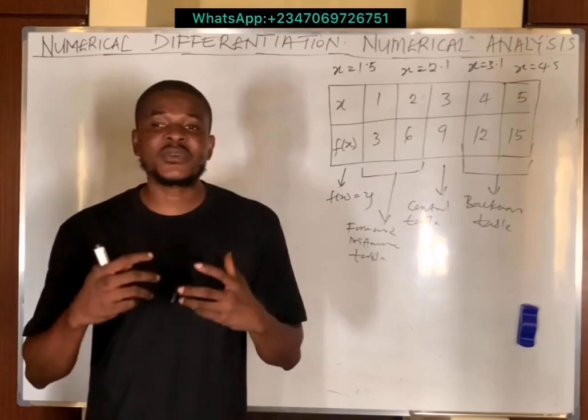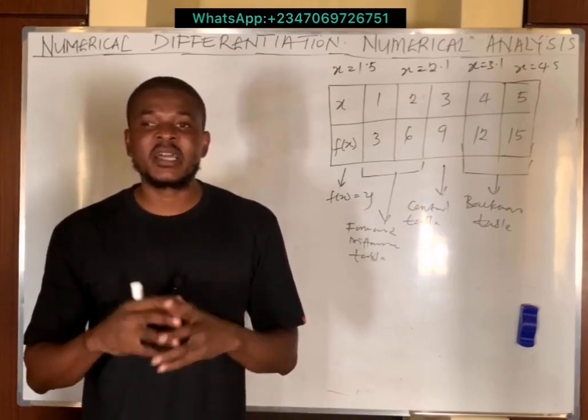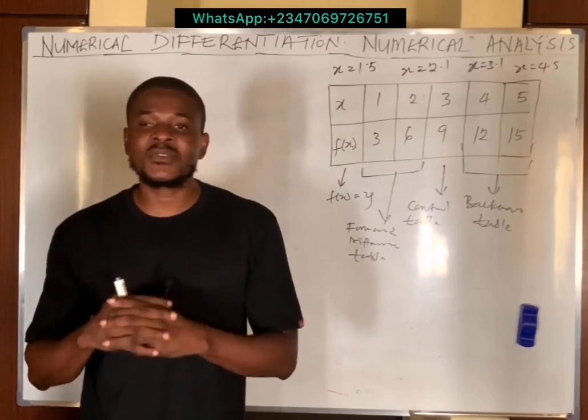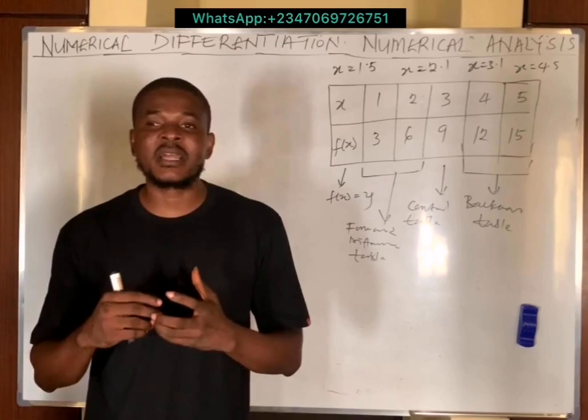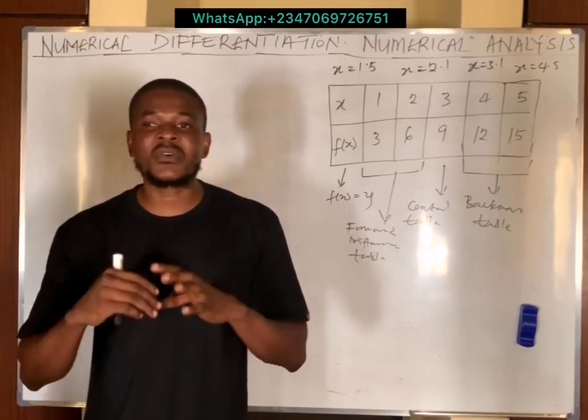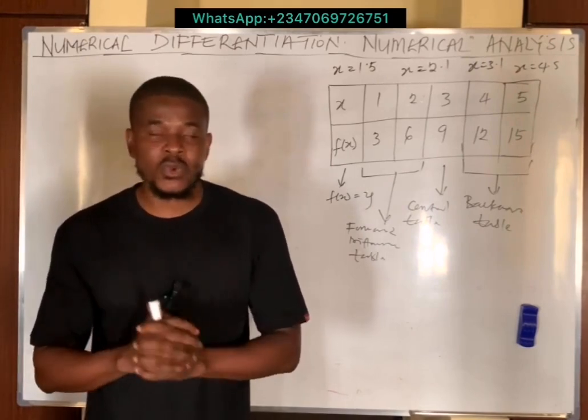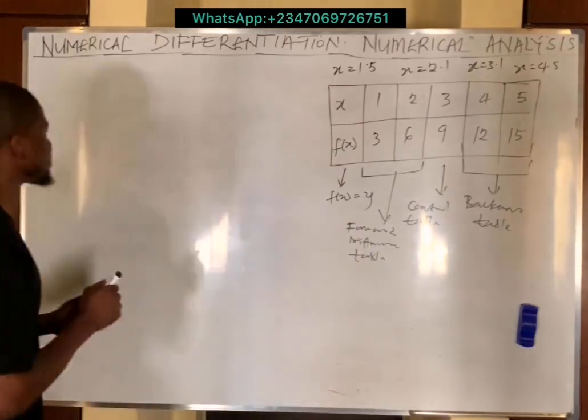Now that you understand the difference between the forward, central, and backward difference tables, let us pick each of these tables individually and analyze the formula that can be used to approximate their respective derivatives. For this video, we are going to be going up to the third derivative. So let's start with the forward difference table.